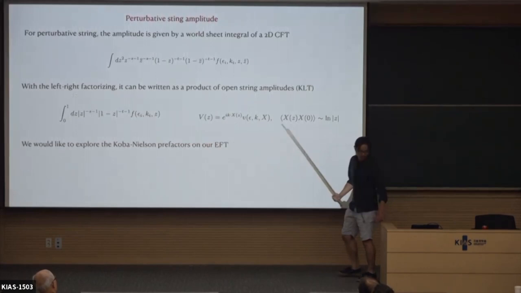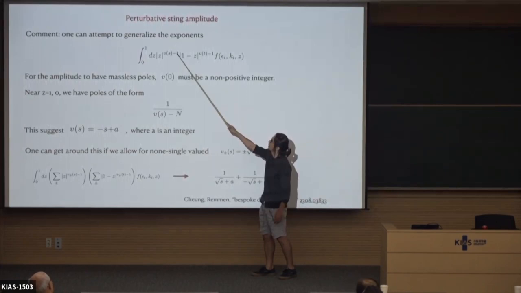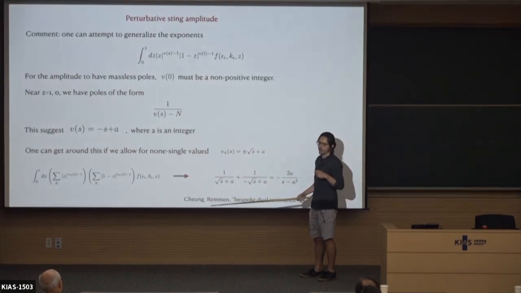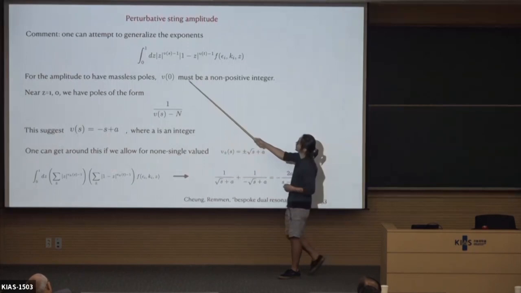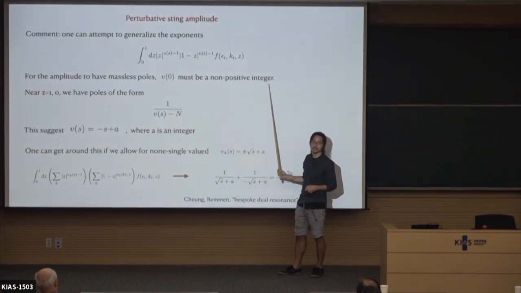Now, let me make a side comment. You might imagine: what if I want to be general? How general can you be about this function here? Can I just have some random function v of s here? Well, actually, no, for the following reason. First of all, we're interested in the case where we actually have a massless pole. Where is the pole of this function? The pole is happening when z equals 1 and z equals 0. So if you want to have a massless pole, well, first of all, this has to be a non-positive integer at 0. So this is regular at s equals 0. This has to be a regular function.